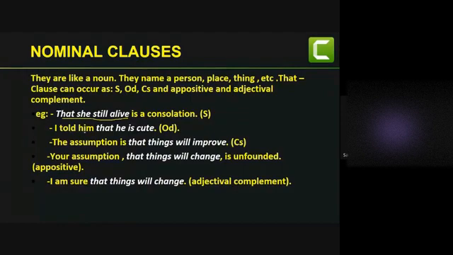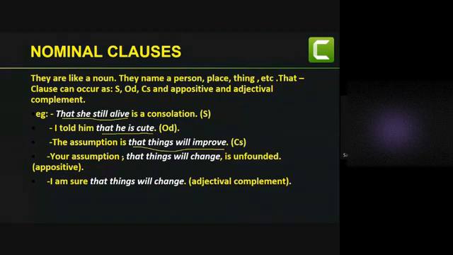Number 2, I told him that she is cute. I told him. This is a direct object. In form, it is a clause. In function, it is a nominal clause. And it takes the place of direct object. The assumption, الافتراض, that things will improve. The assumption is that things will improve. Here we have a complement for the subject. We have a subject complement.